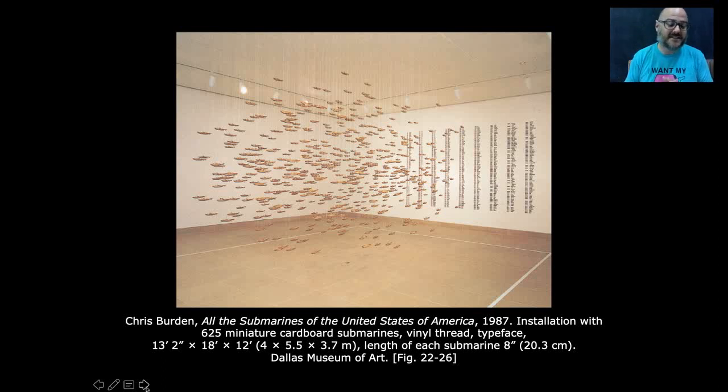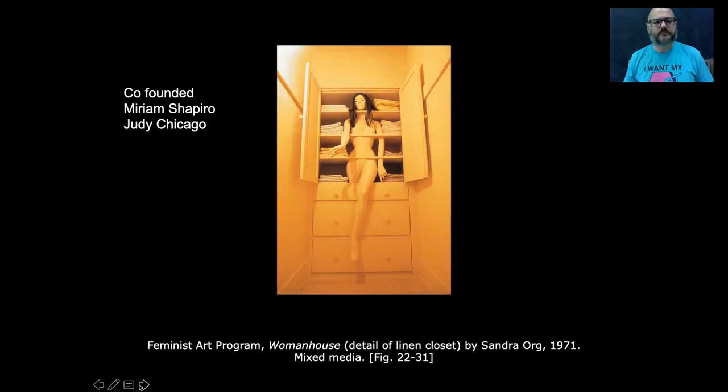Most of what he makes is art that's related to toys and very playful and peaceful, but that still represents the idea of a potential for violence. In this case, all of the submarines in the United States of America throughout history, right? 625 miniature cardboard submarines. So it's still that kind of violent threat, but it's suspended in this kind of peaceful transition, a frozen moment in time. And he lists them all. So there's still the potential for violence, but it's much more playful, right?